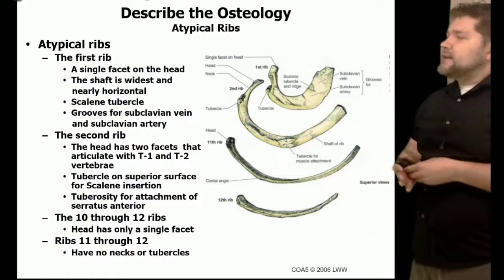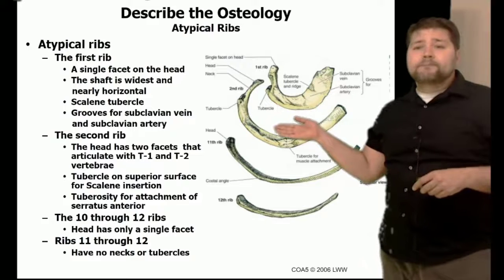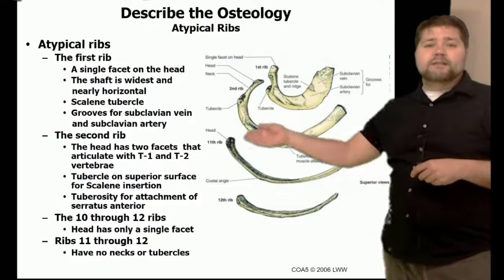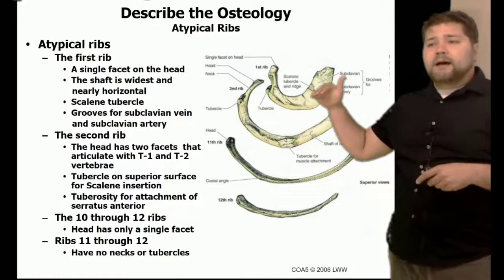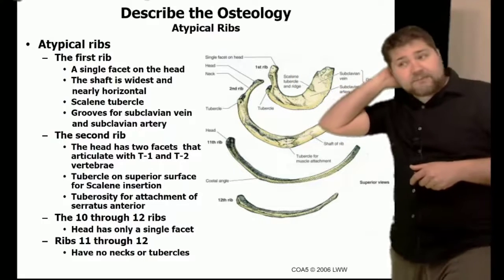Now the second rib does have 2 articulation sites. Where rib 1 is going to articulate with the T1 vertebral body, rib 2 is going to articulate with T1 and T2. This is going to start a trend that we see where a rib is going to bind with the vertebra of the same number, as well as the one above it. So keep that in mind.